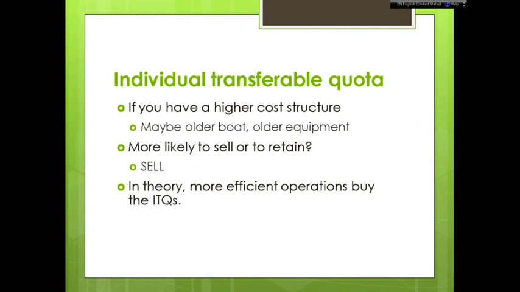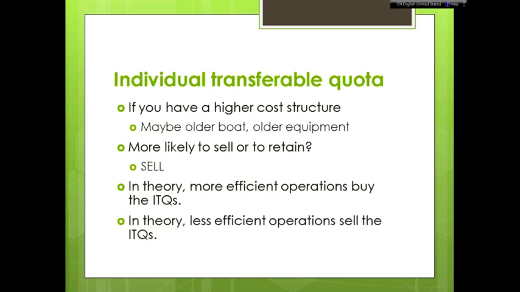In theory, what this suggests is that the more efficient operations will be the ones buying the ITQs, because the less efficient operations will be the ones selling the ITQs. So do you see how we might be getting enhanced efficiency here, driven by who chooses to sell and who chooses to buy? So in theory, less efficient operations will sell, right? If you're high cost, you're more likely to sell. If you're low cost, you're likely to buy.